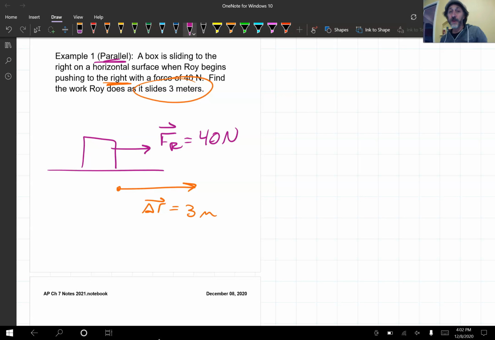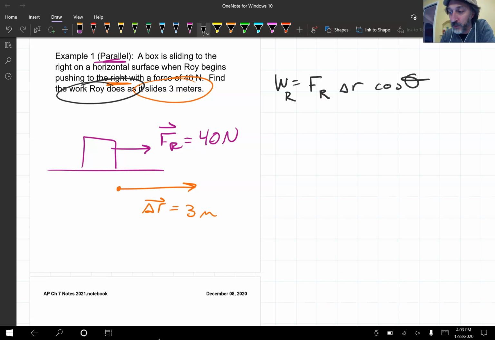Okay? So in this instance, you can just simply multiply 40 times 3 to get the work. Why? Well, if we use the original equation that I gave you: to be clear, when you calculate work, you're finding the work done by a specific force. Here we're interested in the work Roy does. So to calculate the work of Roy, I'm going to multiply the force of Roy times the displacement times the cosine of the angle between those.